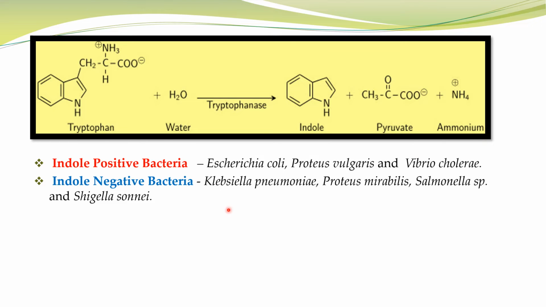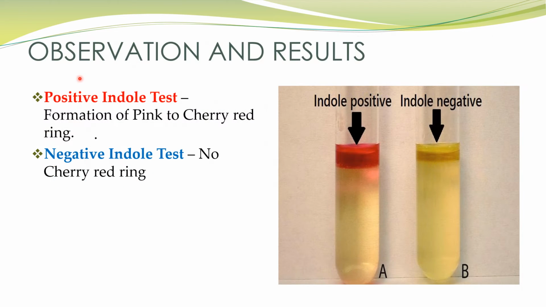The indole positive bacteria are E. coli, Proteus vulgaris and Vibrio cholerae, and indole negative bacteria are Klebsiella pneumoniae, Proteus mirabilis, Salmonella species and Shigella sonnei. Observation and results: after 24 hours of incubation, on adding Ehrlich's reagent or Kovacs reagent, the positive indole test shows formation of a pink to cherry red ring and the negative indole test shows no cherry red ring. This is indole positive, which shows a cherry red ring, and indole negative, which shows a yellow ring.